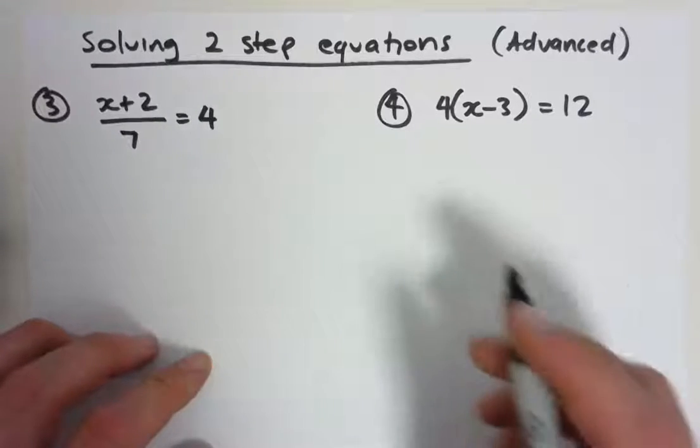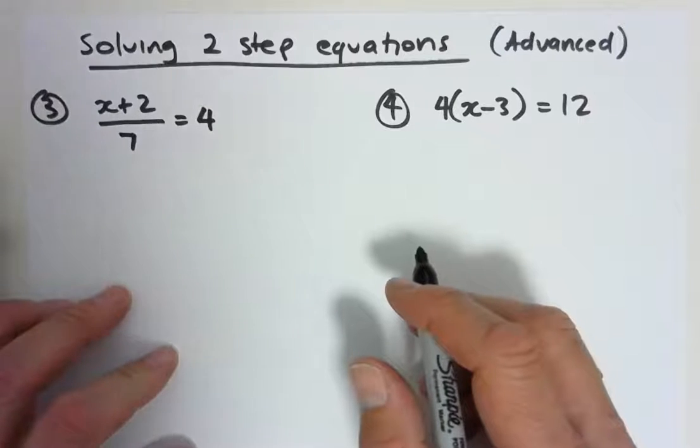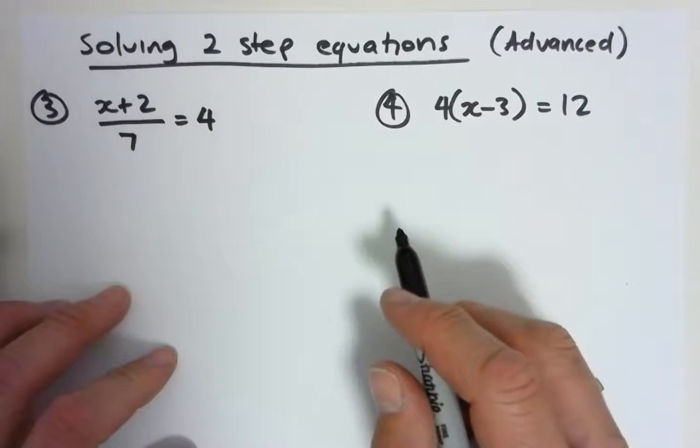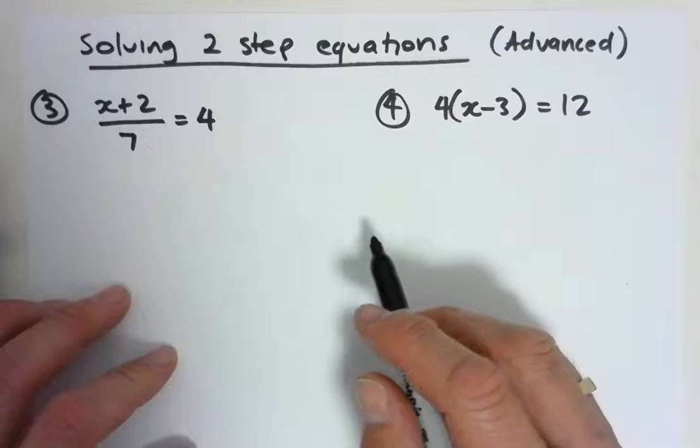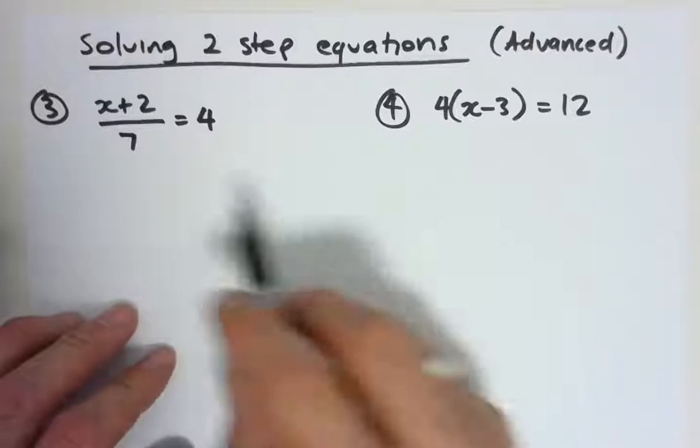Okay, welcome to our second video on solving two-step equations, where we're going to look at a couple more advanced questions which involve groups and brackets when we're undoing using that reverse order of operations rule. Okay, let's have a look at the first one here.